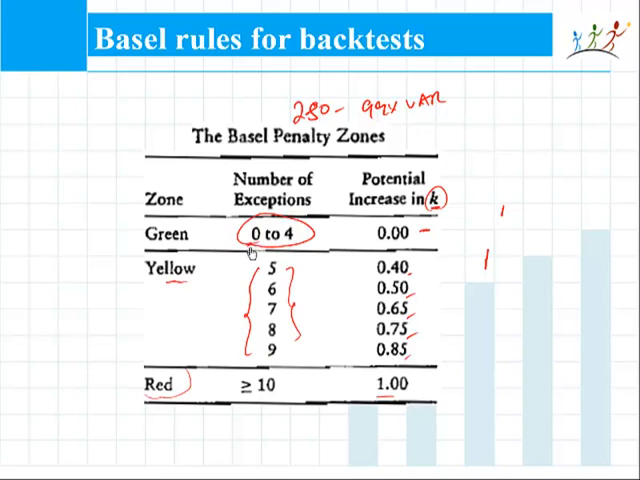So if there are 0 exceptions also, the VAR may be incorrect, but that's not a problem. It just means that you have overestimated the VAR. So overestimating the VAR is a relatively lesser problem from a risk perspective as compared to underestimating the VAR. If you're in the yellow or red, that means you're probably underestimating the VAR and you need to recalculate the VAR.